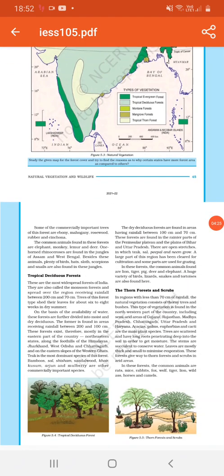Tropical deciduous forest is spread over the region receiving rainfall between 200 centimeters and 70 centimeters. Trees of this forest type shed their leaves for about 6 to 8 weeks in dry summer. The next is thorn forest and scrubs. In regions with less than 70 centimeters of rainfall, the natural vegetation consists of thorny bushes and shrubs. This type of vegetation is found in the northwest part of the country.